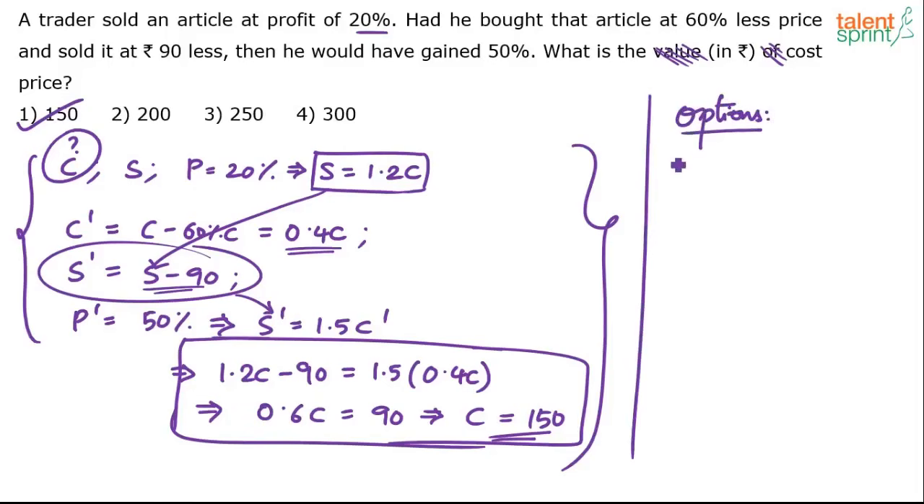I'll go one by one. Let's say I use option 1. According to option 1, cost price is 150. Now look at the first statement. Profit was 20%, which implies the selling price will be what? 120% of 150. It will be 180 rupees.